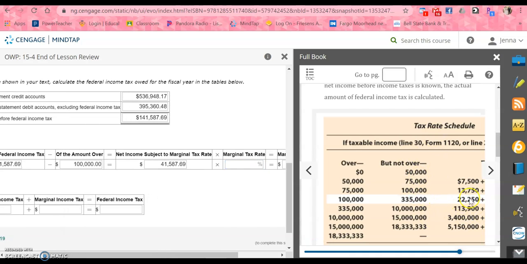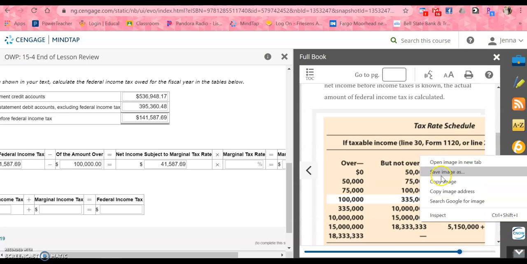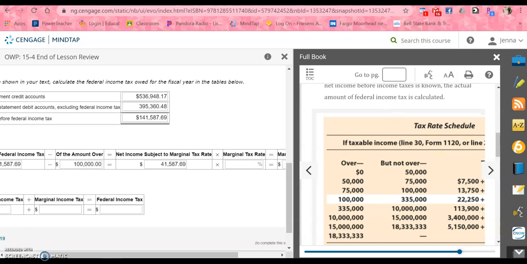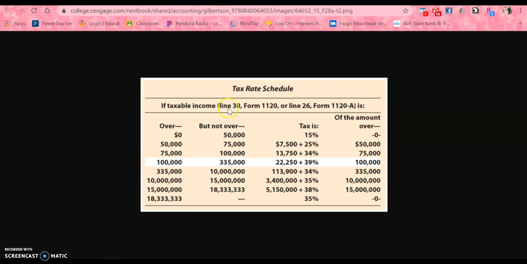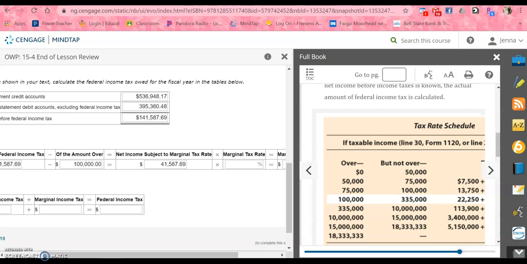Okay, now I need to put in my marginal tax rate. Now, I can't see that marginal tax rate on mine, so here's a trick that I found. If you cannot see this whole tax rate schedule table, right-click on it with your mouse. I'm going to right-click with my mouse, and I'm going to say Open Image in New Tab. And then I'm going to click on my new tab up at the top. And so here's my tax rate schedule. So little trick I just figured out. Okay, so my marginal tax rate is this 39%. So I'm going to go back to my tab and I'm going to put in 39%.